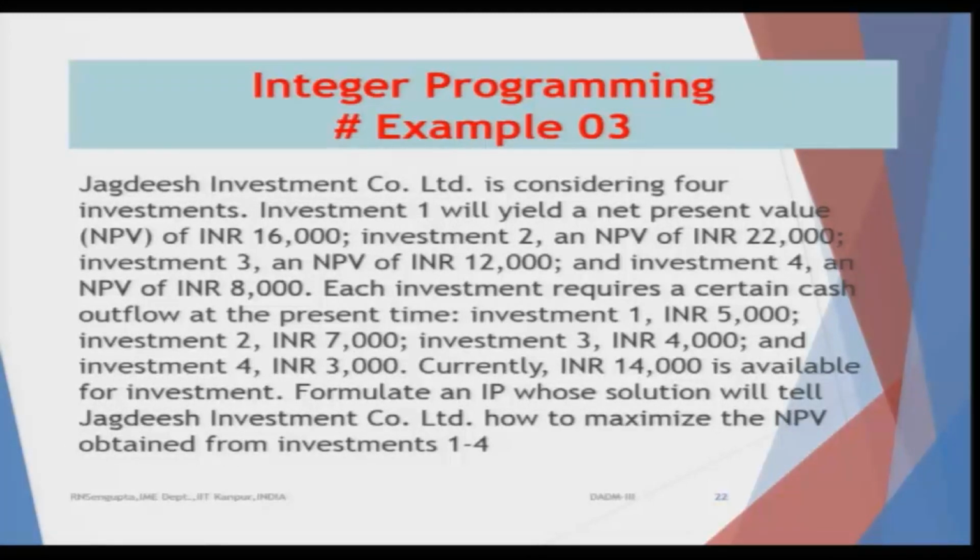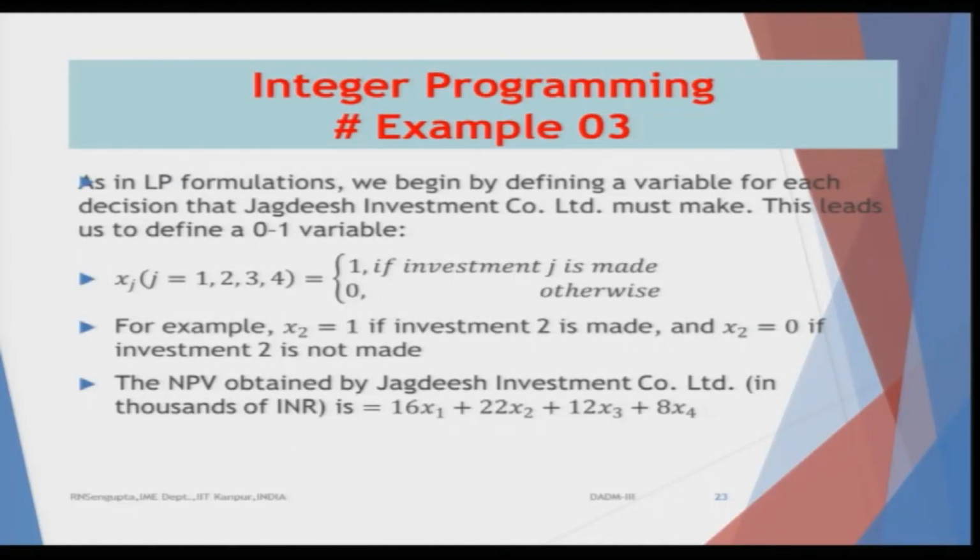Currently, 14,000 Indian rupees is available for investment. Formulate an integer programming problem whose solution will tell Jagdish Investment Company Limited how to maximize the net present value obtained from investments 1, 2, 3, 4. As in linear programming formulations, we begin by defining a variable for each of the decisions. So what are the variables? They are x1, x2, x3 and x4. Technically, they should have been considered as y1, y2, y3, y4, because we consider y as 0-1 variables in the general formulation of the problem, but we will consider x1, x2, x3, x4.